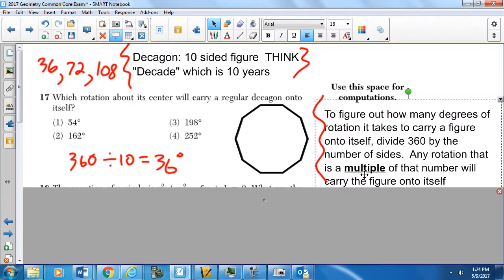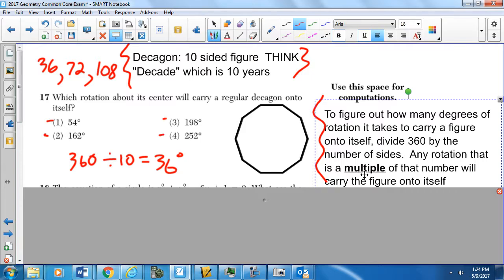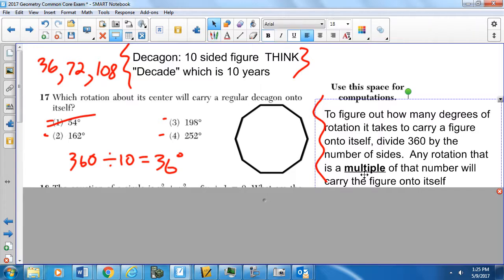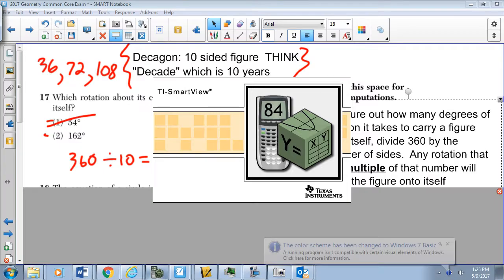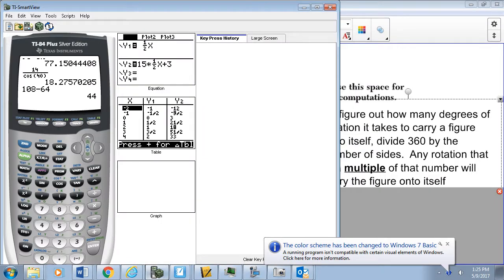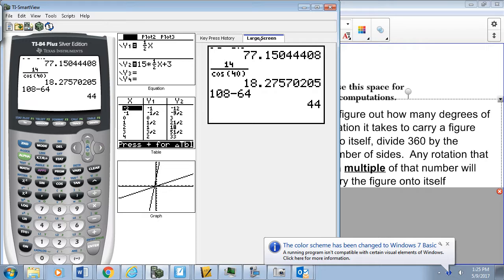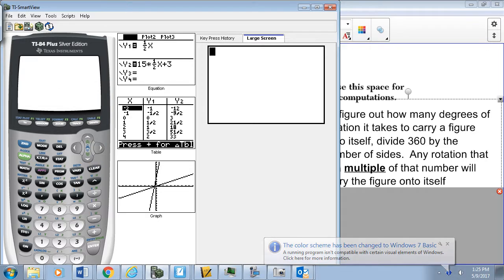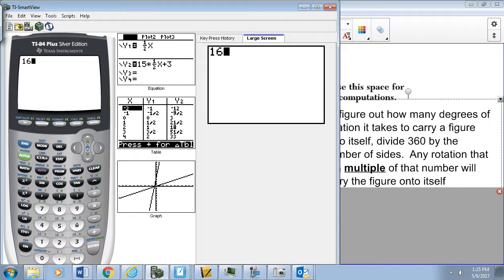Now, what you could do with the values you see here is take each one of these values and divide by 36, and see which one gives you a whole number. Well, 54 obviously doesn't. Let's try the other one. So I'm going to get my calculator here, and I'm going to see which one does that. So I'm going to do my first one, which is 162 divided by 36.